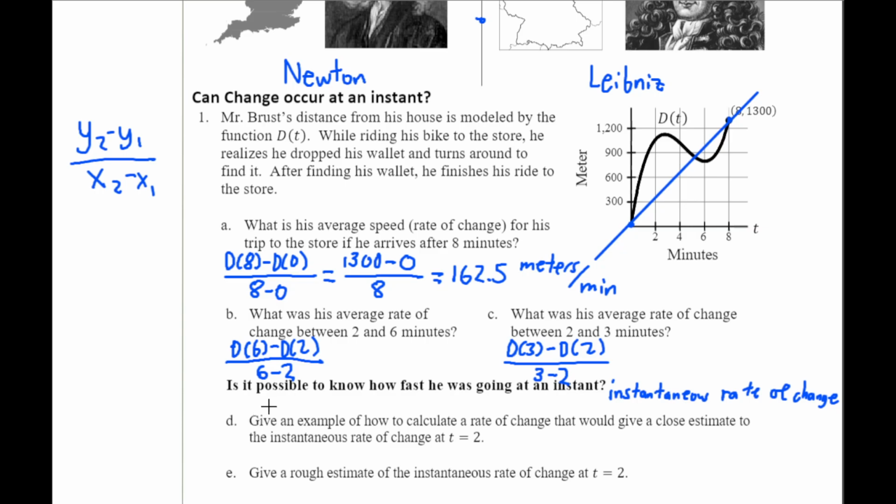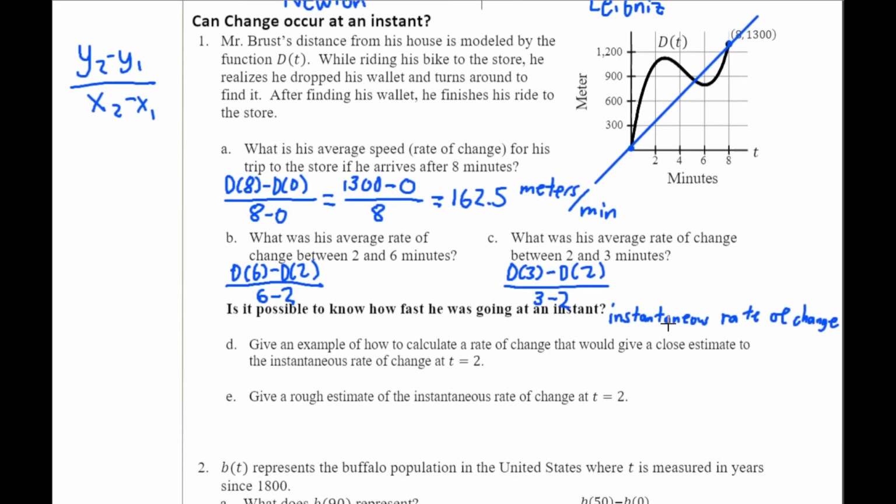D. Give an example of how to calculate a rate of change that would give a close estimate to the instantaneous rate of change at t equals 2. So we can do this. Let me show you here. What we can do is pick 2 points that are really close together. So we did the 2-second mark and then the 1.999 second mark and did the slope formula there. So this is the rate of change, the slope between 2 points. But because these 2 points are so close together, that gives us an estimate of the instantaneous rate of change at t equals 2.